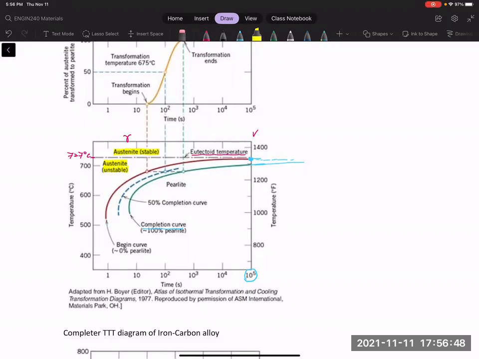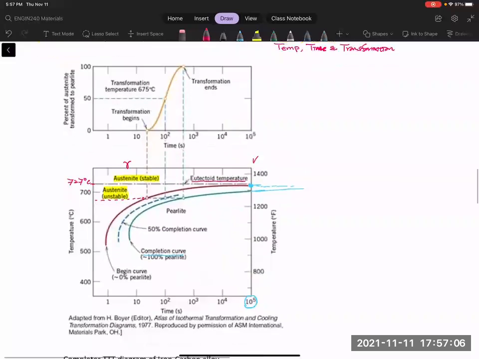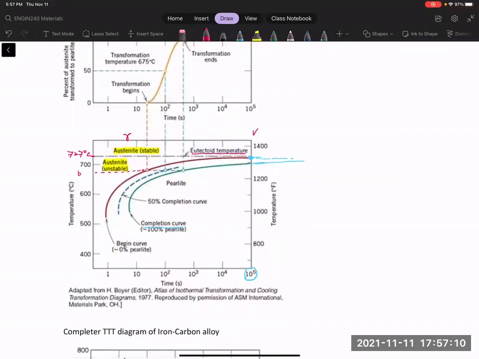And what kind of thing will it transform into? Well, it depends on the temperature. So let's say you start with the temperature here. Okay, this is 675. So you start with the gamma austenite. You lower the temperature to allow the phase to transform, and you keep it at 675 to allow it to transform.